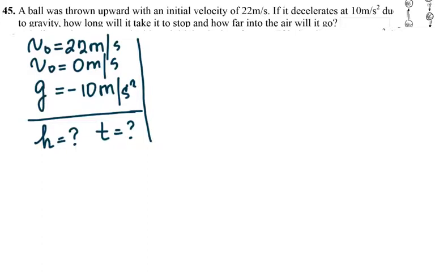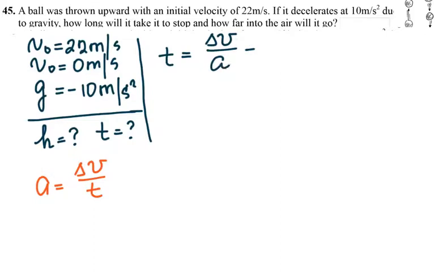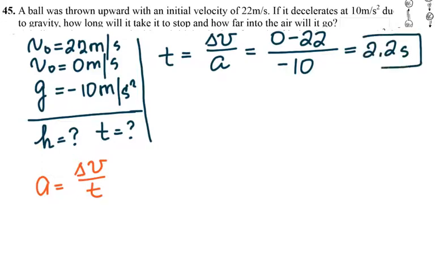So if I'm looking for the time, I can use the acceleration formula. Your acceleration formula says it is the change of the velocity over the time. So time is equal to the change of the velocity over the acceleration. The final velocity minus initial velocity divided by acceleration, which is negative 10. So that gives me 2.2 seconds to reach the top.